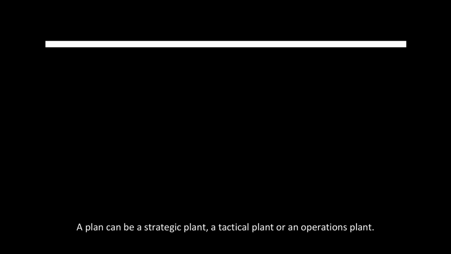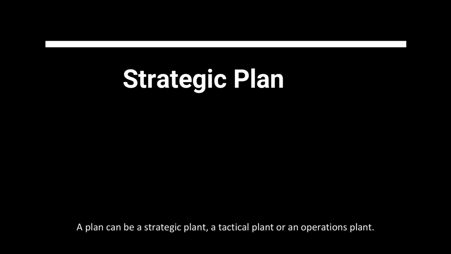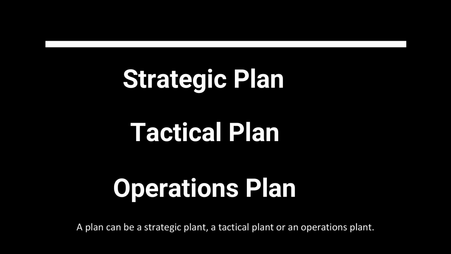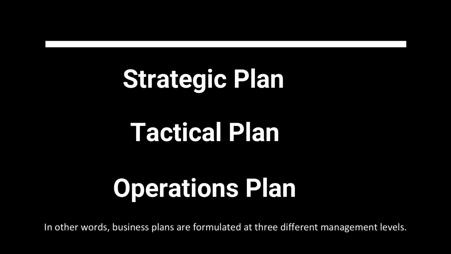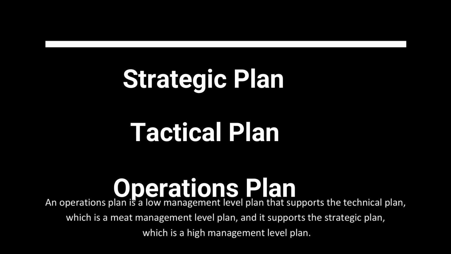A plan can be a strategic plan, a tactical plan, or an operations plan. In other words, business plans are formulated at 3 different management levels. An operations plan is a low management level plan that supports the tactical plan, which is a mid management level plan, and it supports the strategic plan, which is a high management level plan.